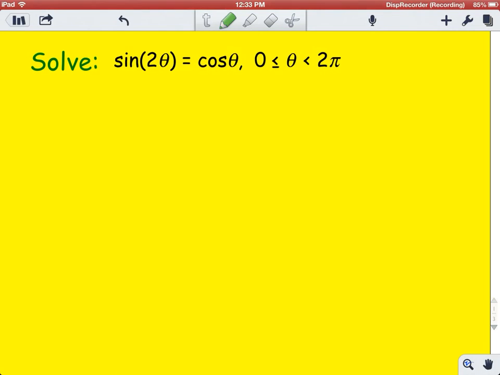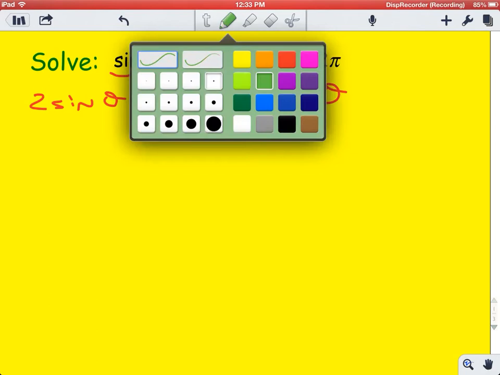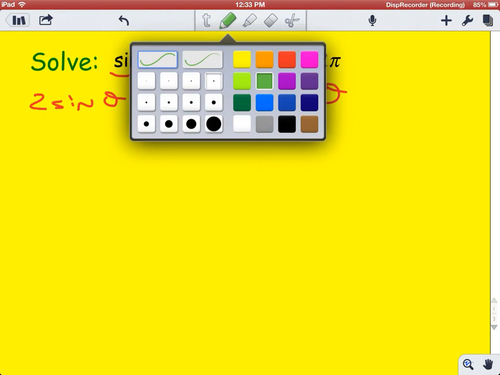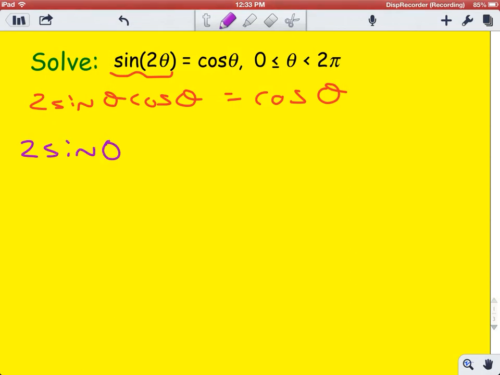So sine double angle. Sine double angle, we're going to make a substitution here. So 2 sine of theta cosine of theta equals cosine of theta. Now I do this problem on purpose because oftentimes students are really tempted to just cross these out. You cannot do that. And I'm going to show you why you would not get the right answer if you did that. So next step, instead of canceling them out, what you have to do is subtract and get this equal to 0. And then you've got to factor.